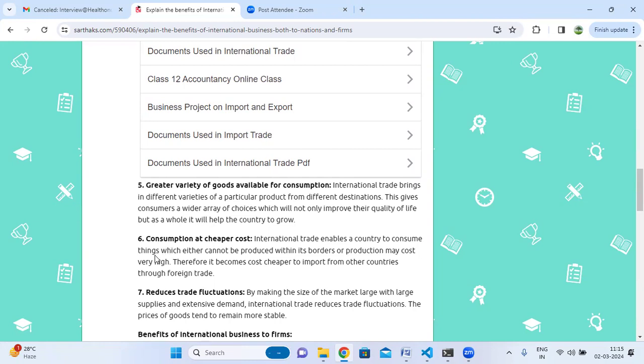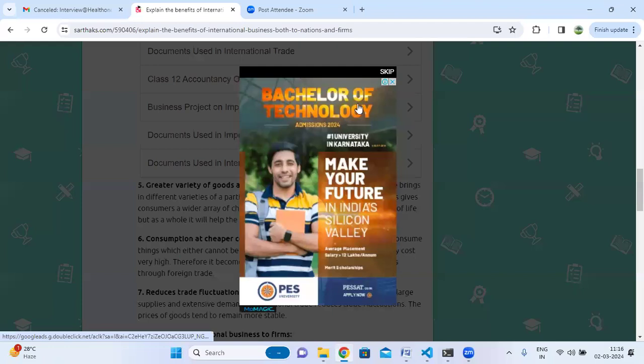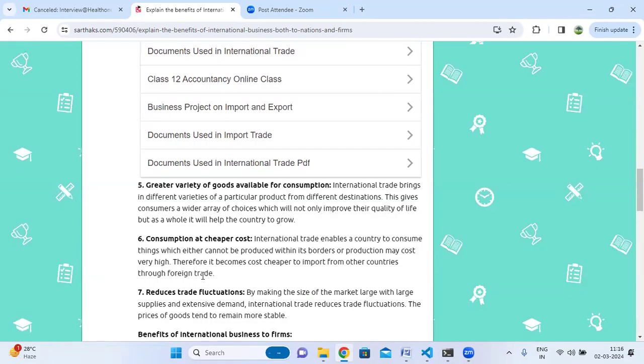Next one, consumption at cheaper cost. International trade enables a country to consume things which either cannot be produced within its borders or whose production may cost very high. Therefore, it becomes cheaper to import them from other countries through foreign trade.